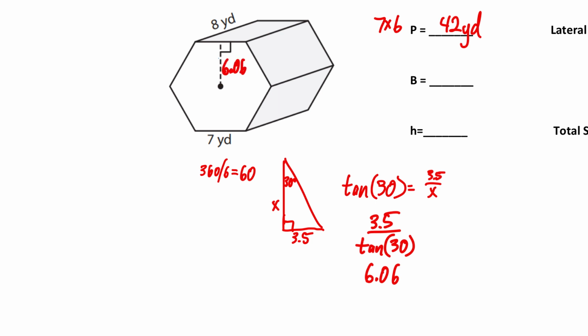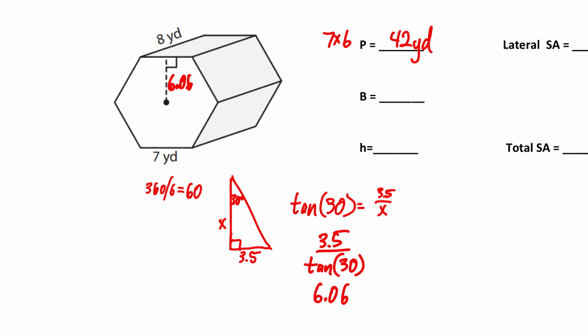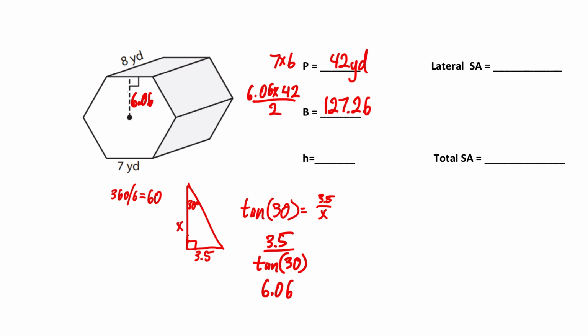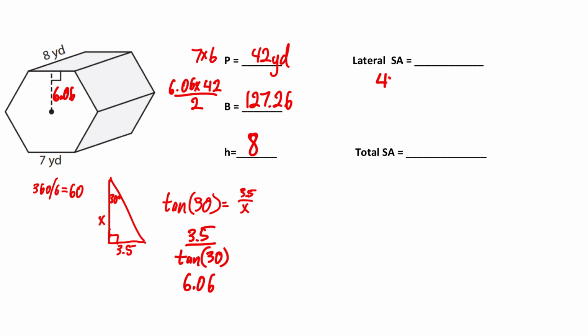Okay. So now we've got the apothem, so we can find the area: 6.06 times 42 divided by 2 is 127.26. Okay, what's the height of this prism? 8, because remember, what does height mean? The distance between the bases. So it's how far it is from there to there, so that's 8. So for lateral, we're going to do the perimeter of the base, 42, times the height, 336. Yes.